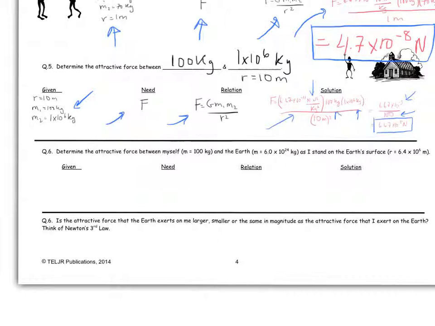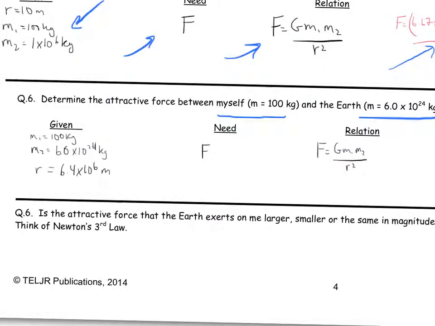In this next question we're talking about the attractive force between myself, 100 kilograms, and the Earth at 6 times 10 to the 24th kilograms at the Earth's surface. If you're at the surface of the Earth, you're 6.4 times 10 to the 6 meters from the center. So that's going to be my R. Again, you can pause the video, start putting the numbers in, and I'll meet you at the solution column.